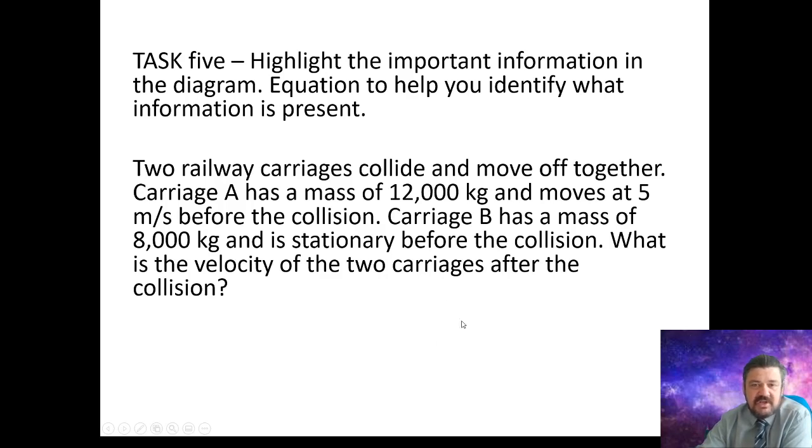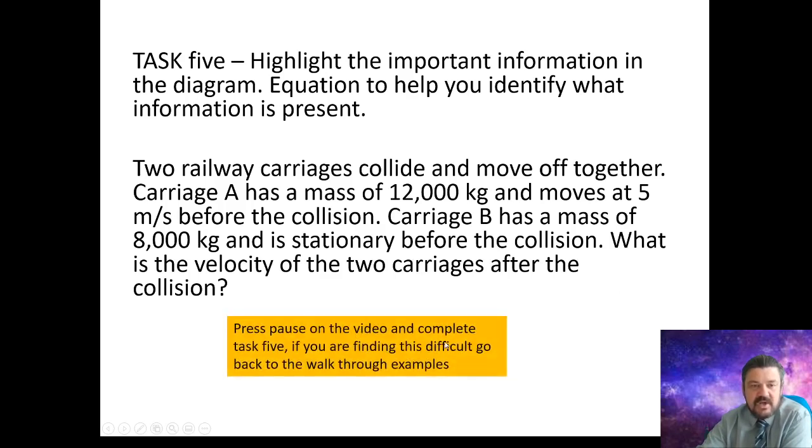Two railway carriages collide and move off together. Carriage A has a mass of 12,000 kilograms and it moves at 5 meters per second before the collision. Carriage B has a mass of 8,000 kilograms and is stationary before the collision. What is the velocity of the two carriages after the collision? I'd like to solve that one, please. So press pause on the video and complete task 5. If you're finding it difficult, again, go back to the examples with the cars that we did earlier. It is nice and easy.